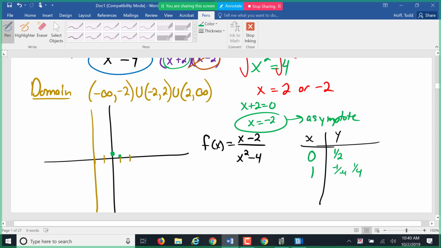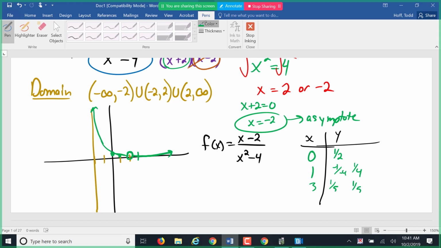If I put in 2, well, that's where I got 0 in that denominator. Can't do that. So let's put in 3, see what happens. Well, 3 minus 2 is 1. 3 squared is 9, minus 4 is 5. I get 1/5. So what happens is that is going to give us a curve. It looks something like this, but at x equals 2, there is a hole in the graph. So it doesn't produce an asymptote, but it still has to be excluded from the domain. So it gets excluded as a hole in our graph.